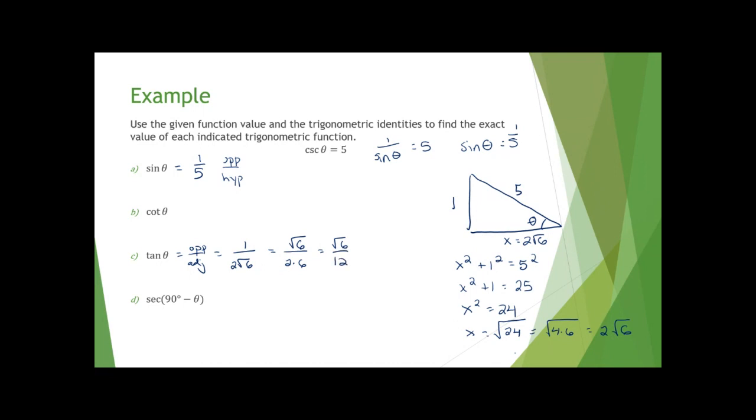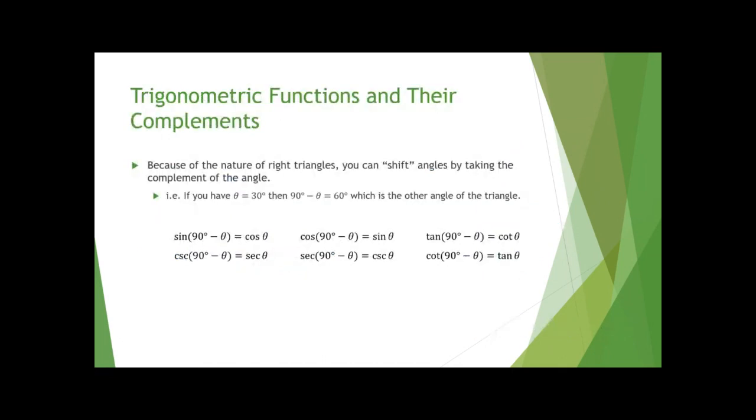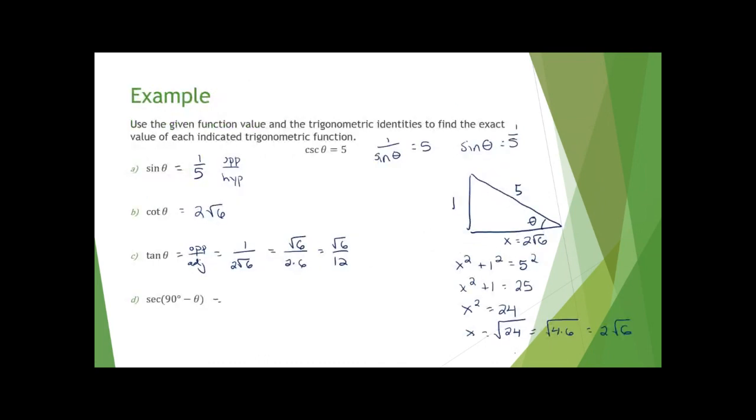Now the cotangent is the reciprocal, so that is equal to, and actually I'm going to take the reciprocal of my first thing, 1 over 2 times the square root of 6, and that gives me 2 times the square root of 6. Next is the secant of 90 degrees minus theta. So let's go back to our complements here. Secant of 90 degrees minus theta is equal to cosecant of the angle. So this is equal to the cosecant of theta, which they tell us is 5. So that means the secant of 90 degrees minus theta is equal to 5.